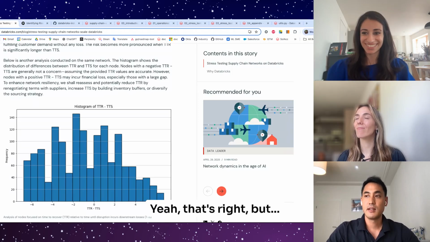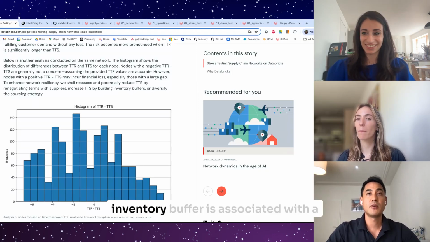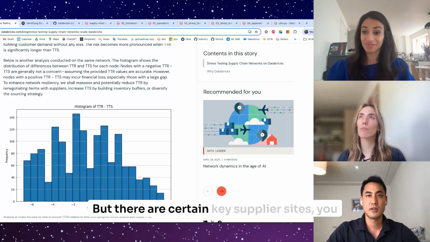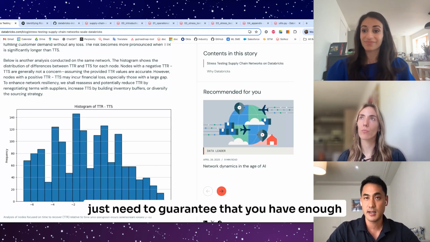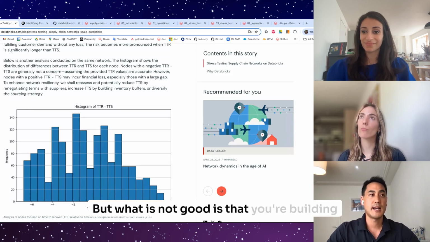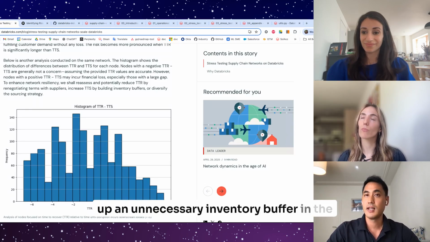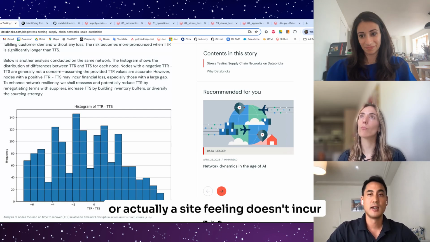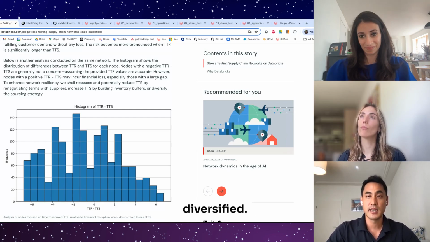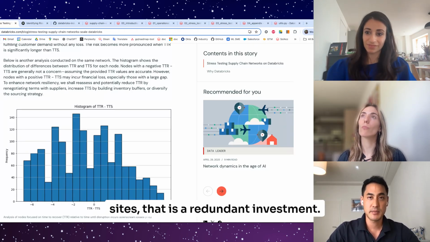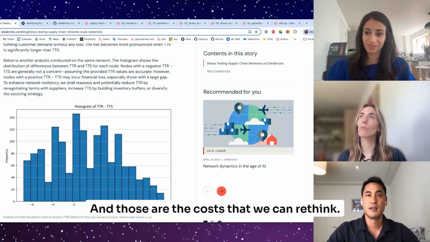Yeah, that's right. Typically, building up an inventory buffer is associated with a negative connotation, but not for every scenario. There are certain key supplier sites where you just need to guarantee that you have enough buffer to counteract this future disruptive scenario. But what is not good is building up an unnecessary inventory buffer in the sites where it doesn't really matter. For example, where TTR is very, very short, or a site failing doesn't incur any financial damage because it's well diversified. Building an inventory buffer for those sites is a redundant investment. And those are the costs that we can rethink.